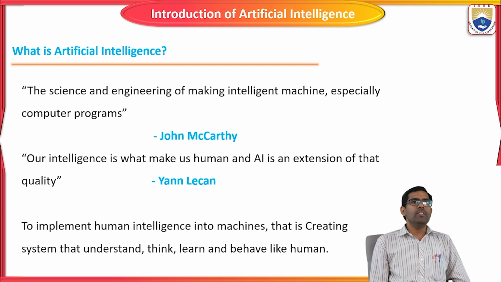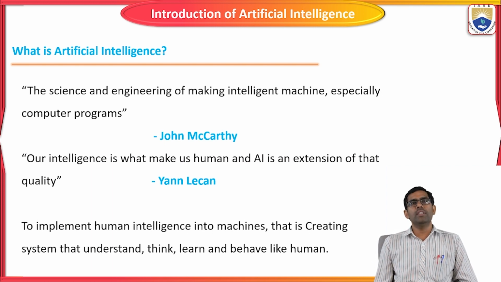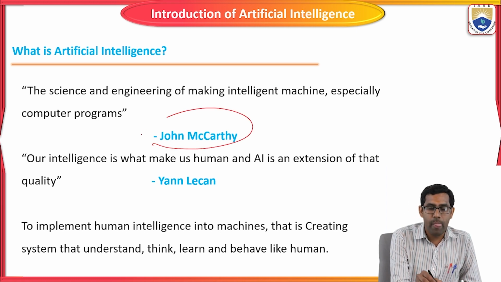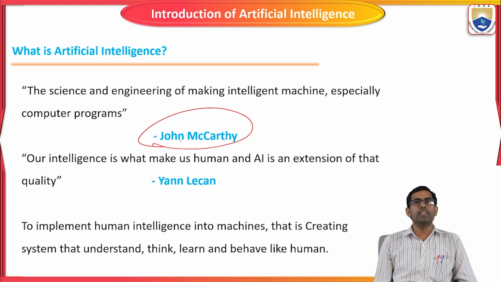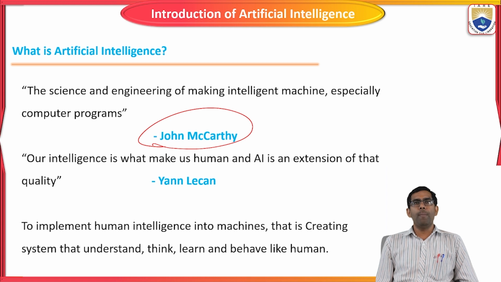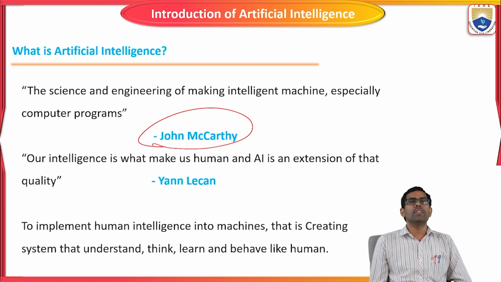The next is that different authors have given different definitions for artificial intelligence. John McCarthy, the author of artificial intelligence, has given the definition for AI also: the science and engineering of making intelligent machines, especially computer programs. As I already said in the previous slide, what we need to design an AI machine, the same thing he gave as the definition.